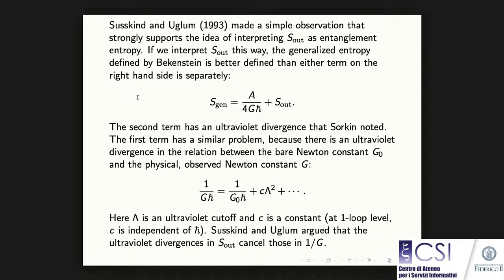Susskind and Uglum argued that the ultraviolet divergences in S out cancel those in 1 over G and showed that that was true at the leading order. And later authors have improved the derivation and confirmed the claim. What is the origin of the cancellation? What's the reason for the symmetry? Well, that's something I might explain in one of the other lectures. Let's keep that question. The question was, why does this cancellation happen? I'll maybe aim to explain that in one of the other lectures, but not today.